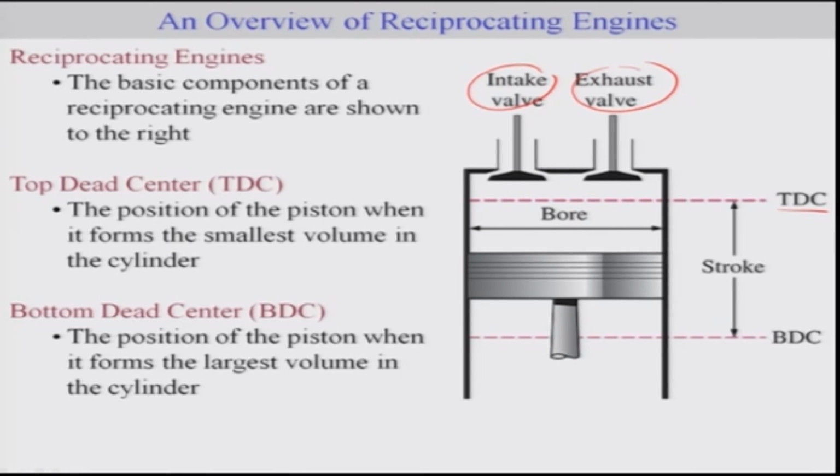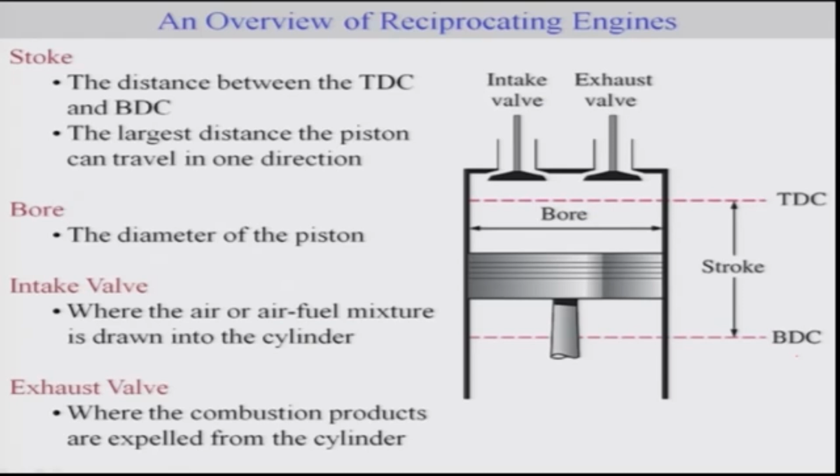So that means this piston keeps moving from the BDC to TDC, and the difference between TDC and BDC is basically nothing but the one stroke. So the stroke is nothing but the largest distance the piston can travel in one direction. Okay, the diameter is called bore. As I already mentioned, the inlet valve and exhaust valve.